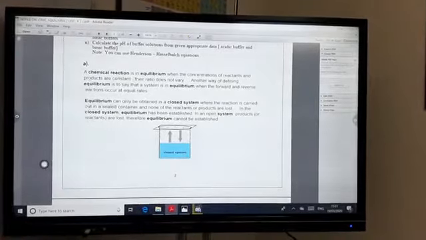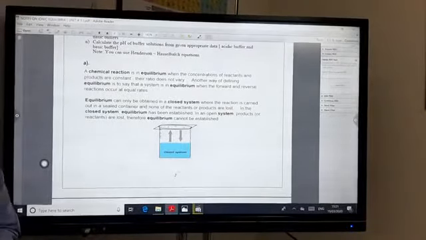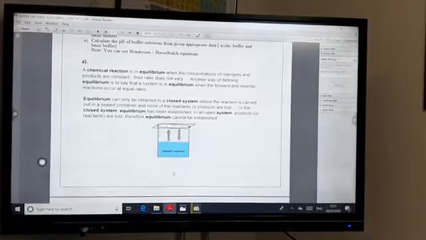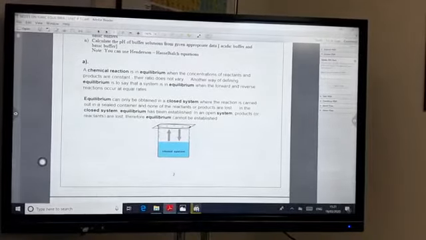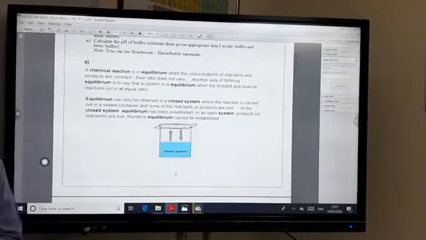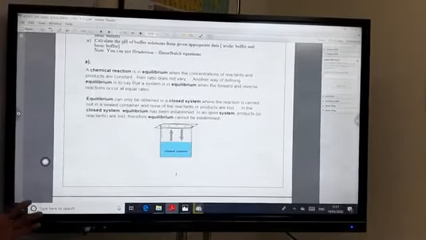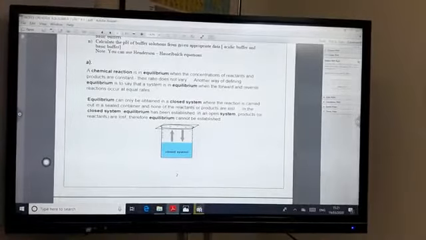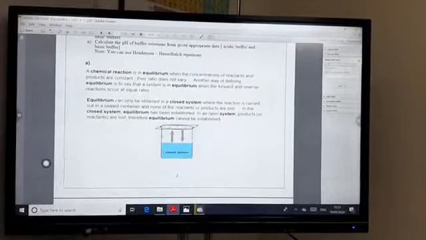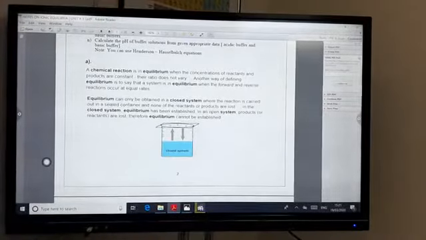Here is another point: these types of reaction we can observe only in reversible reactions. So equilibrium can only be obtained in a closed system. We have two types of system, closed system and open system. In a closed system, we can study the reversible reaction. We cannot use an open system here because we need a reversible reaction.